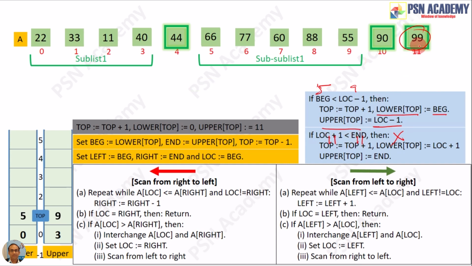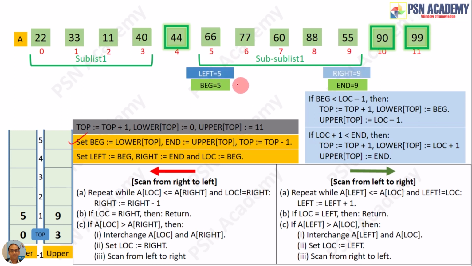So we declare 99 is in correct position with this green box, and we again go for executing this statement. Set beg to lower top and end to upper top, and top will go down by 1. So beg will be 5, this one, end will be 9, this one. That means these have been popped. So top goes down and we start the algorithm within this range from 5 to 9. So left is here at 5, right is here at 9. We set LOC to 5.